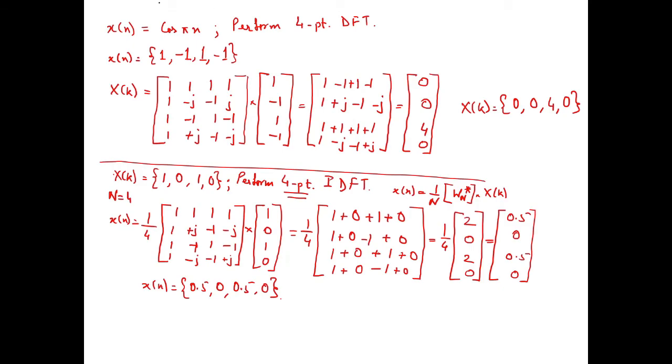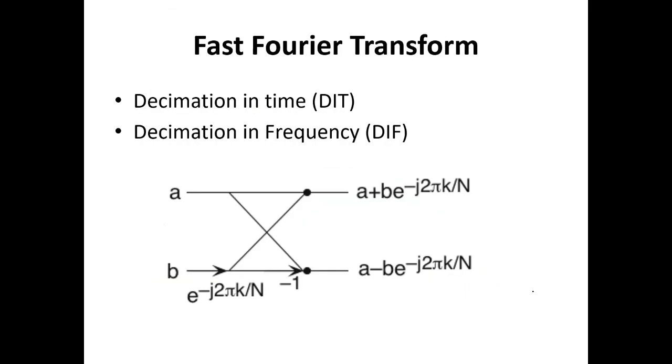Similarly, if I give you x[n] equal to cos of pi n and you perform the 4 point DFT, you need to calculate this x[n] first, then perform this matrix operation. Lastly, it is given X[k] equals 1, 0, 1, 0, perform the 4 point IDFT: 1 by N, the conjugate twiddle factor matrix, then your signal component, and you perform it and get the result. So in the next class we will start with the fast Fourier transform.